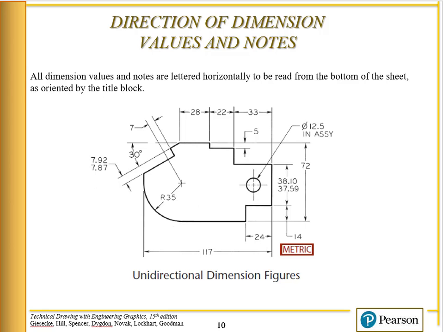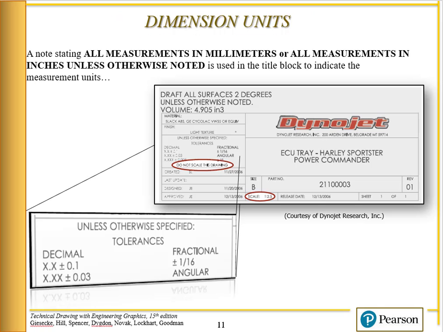Okay, so units. What units do we use when we put on dimensions? In some cases, we can use millimeters. In other cases, we will be using inches. It depends on the drawing that we're creating. When we're using inches, it's good to note that all measurements are in inches, unless otherwise noted, in the title block or as a note. Also, you can have a note saying that all measurements are in millimeters. Okay. That's something to have on your title block.